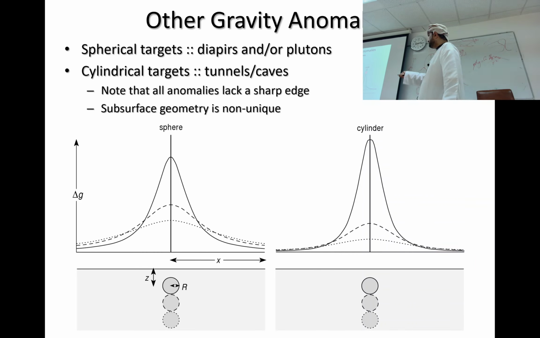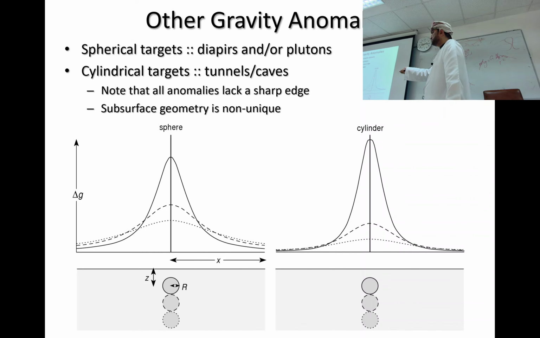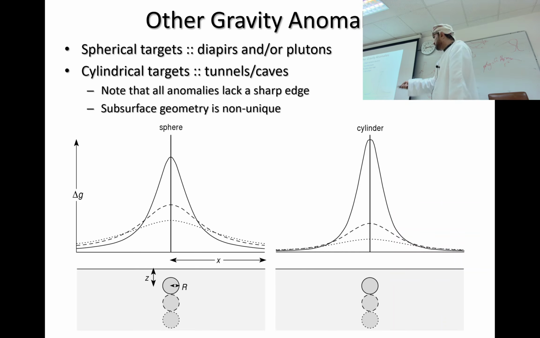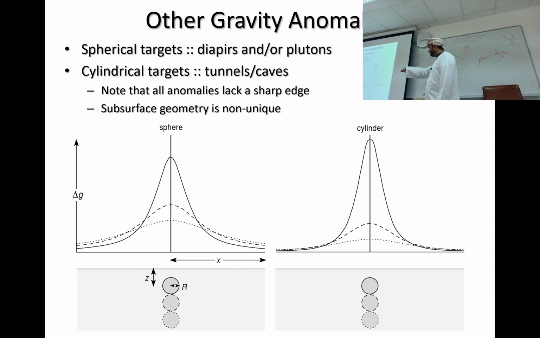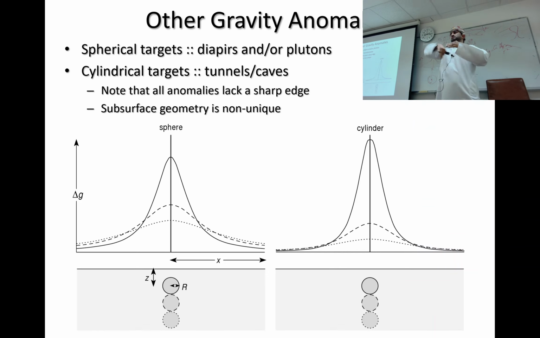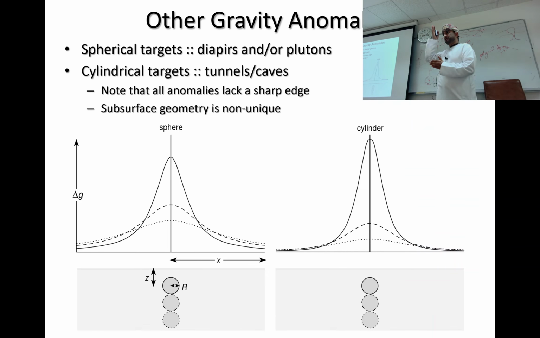The same thing we see, that's the anomaly from a cylinder. There is not much difference. And I can produce the same anomaly if I bring this body closer to the surface. That's what we call non-uniqueness. Another thing, there is no sharp edge, and the anomaly is gradually changing or decreasing. It's not like a break, where this is the boundary between the target and the host.